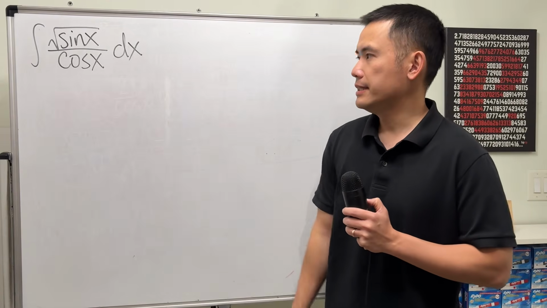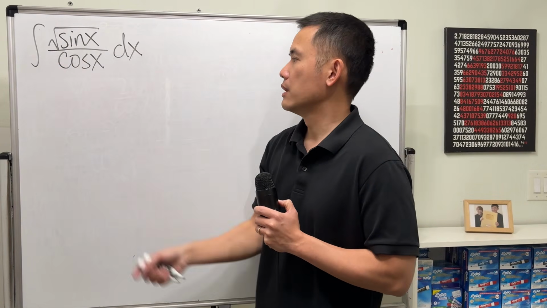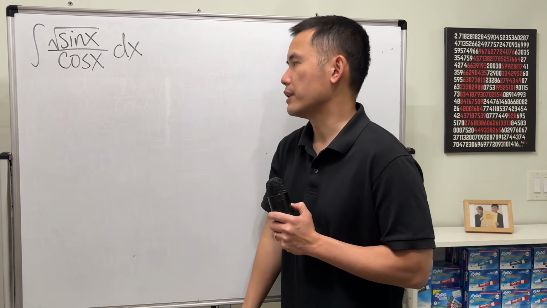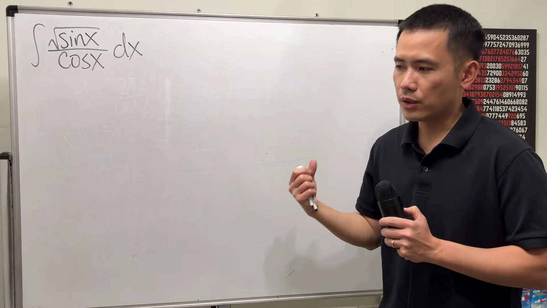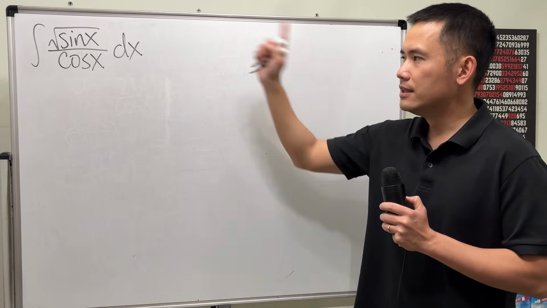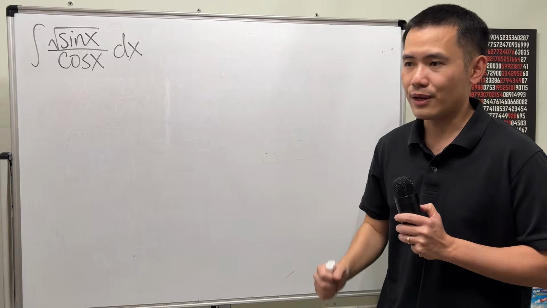When I first saw this integral, I thought it was impossible because we have that square root. I couldn't just let u equal cosine x and somehow get rid of the numerator easily, unlike sine x over cosine x. But to my surprise, this is actually doable and the answer is quite nice. We just have to let u equal something else.